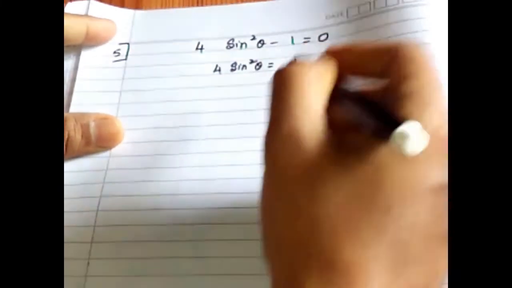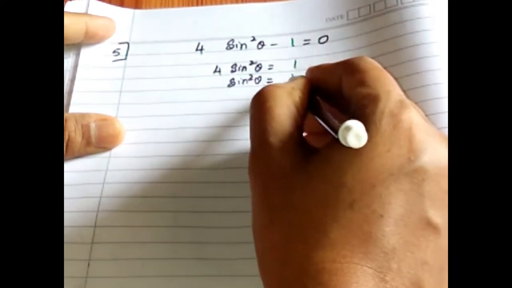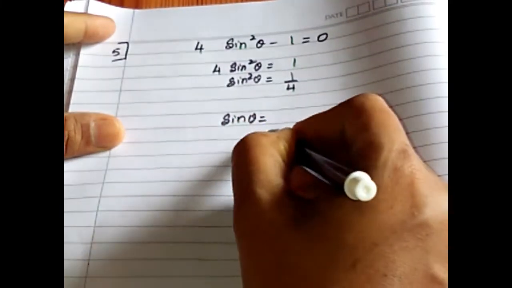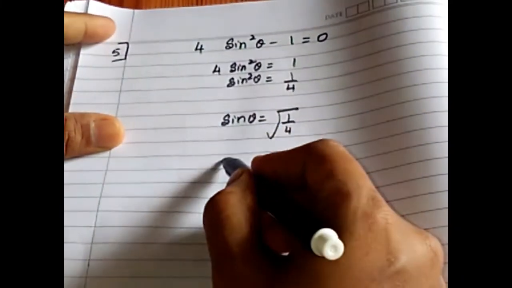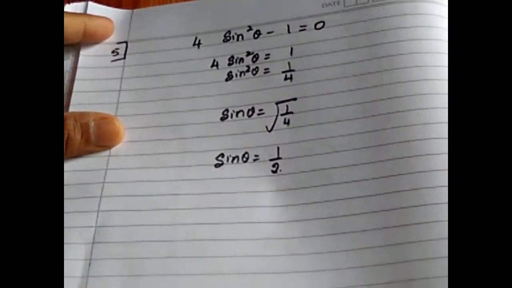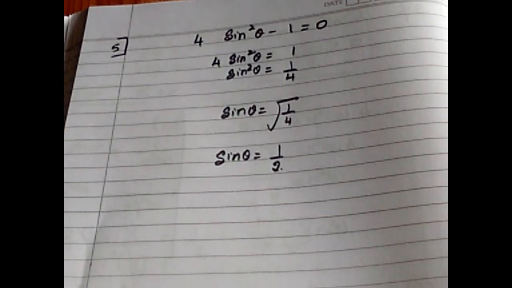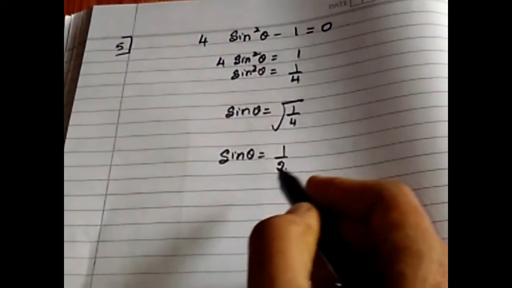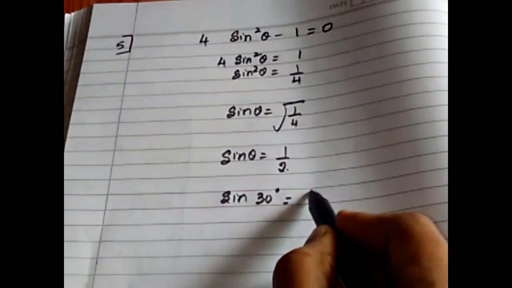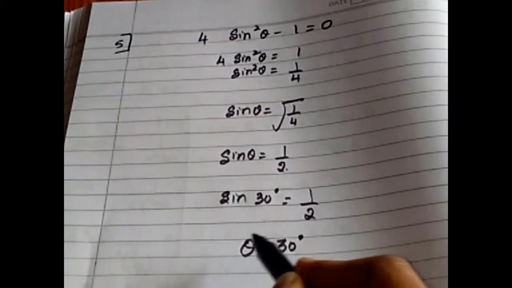So 4 sin square theta is equal to 1. Sin square theta is 1 by 4. Hence sin theta is root of 1 by 4. Sin theta is equal to 1 by 2. I hope you can remember what value of sine will give you 1 by 2. It is nothing but 30 degree. So sin 30 is equal to 1 by 2. So value of theta is 30 degree.